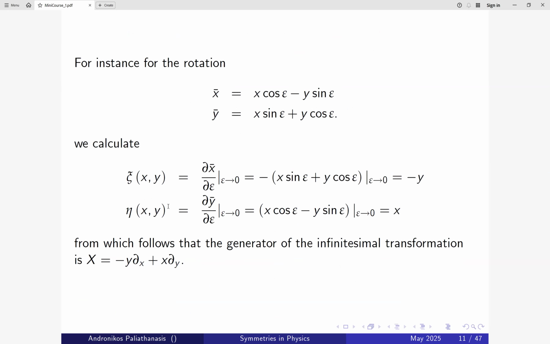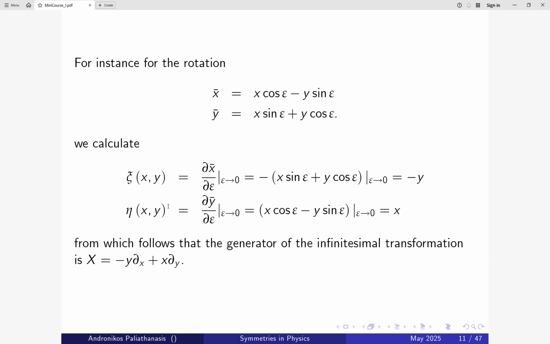Now, for the example that I presented before, for the rotation, the transformation for the rotation in Cartesian coordinates is this one, and we can calculate the vector field of the generator for the infinitesimal transformation. So, ξ is given by the partial derivative of x prime over epsilon, for epsilon very close to 0. So if we take the derivative and we take epsilon to be 0, we get that ξ is equal to minus y.